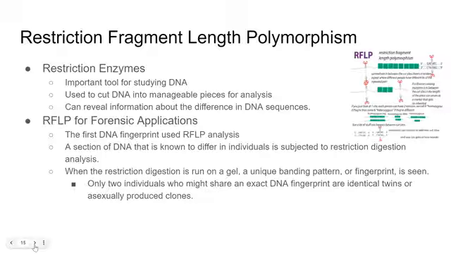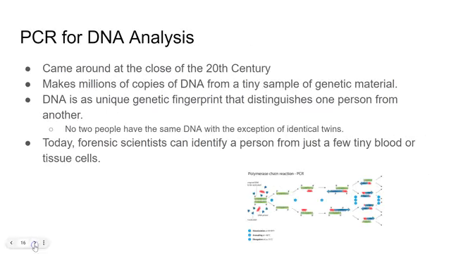A section of DNA that is known to differ in individuals is subjected to restriction digestion analysis, again through restriction enzymes like we learned about in previous units. When the restriction digestion is run on a gel, a unique banding pattern will form, or what we call a fingerprint, is seen. Only 2 individuals who might share the exact DNA fingerprint are identical twins, or asexually produced clones. So this is basically telling you that RFLP has an incredibly high power of discrimination. It can distinguish between any 2 people on Earth, with the exception of identical twins.